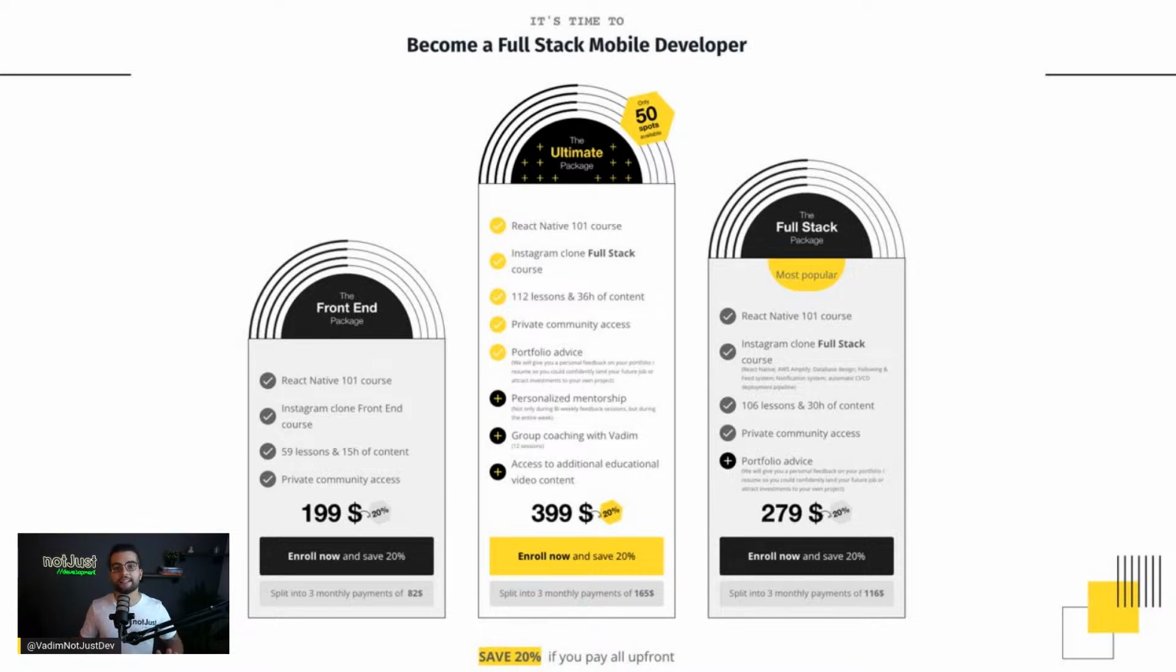So let me quickly explain the different packages. The front-end package is for people who are interested in the front-end part, the React Native part of the course. It includes the React Native 101 part, which is the Duolingo clone, and also the first part, the front-end part, of the Instagram clone. In total, you're going to get around 60 video lessons and 15 hours of content. In this package, you also get access to the private community. Everyone will get access to the private community.